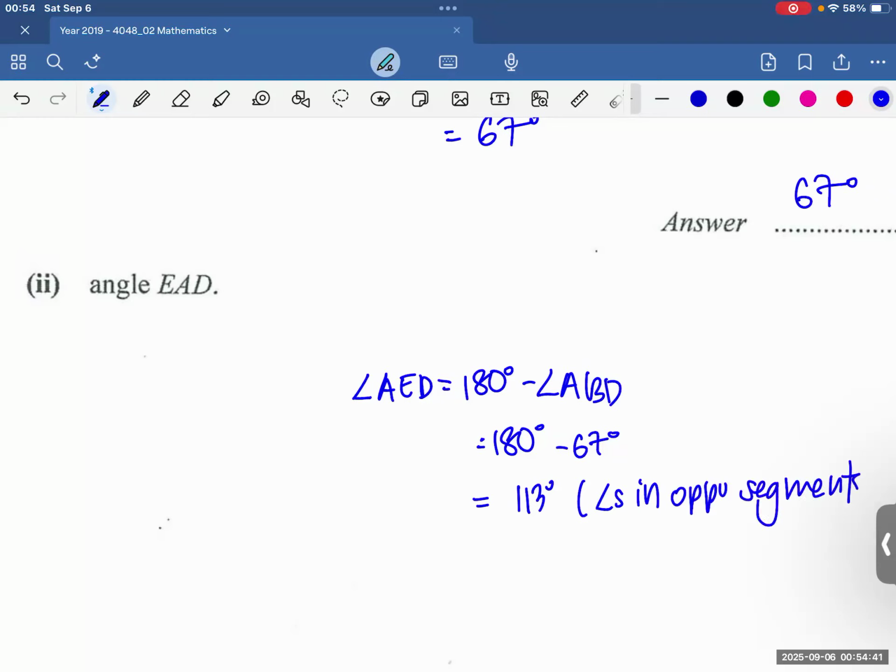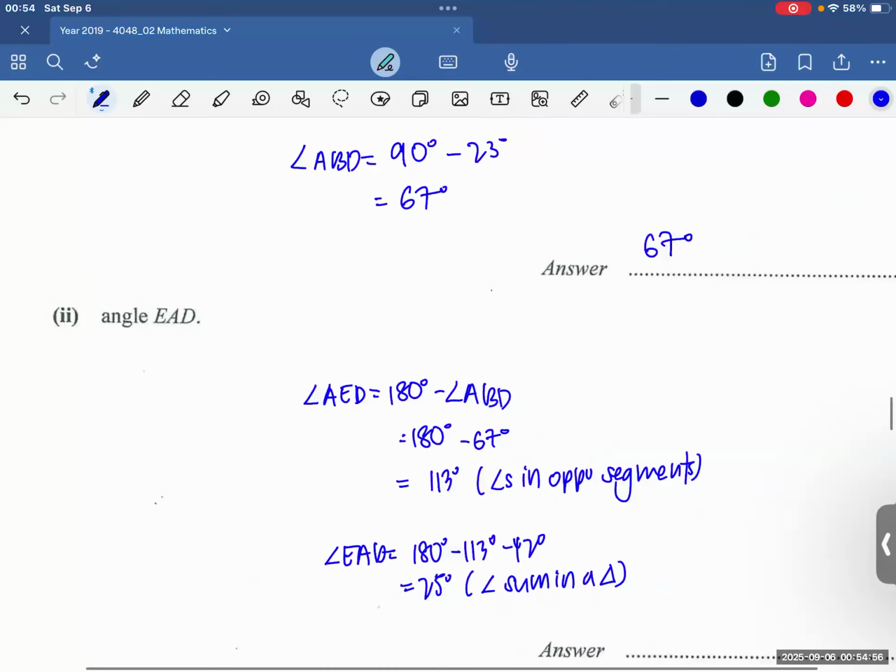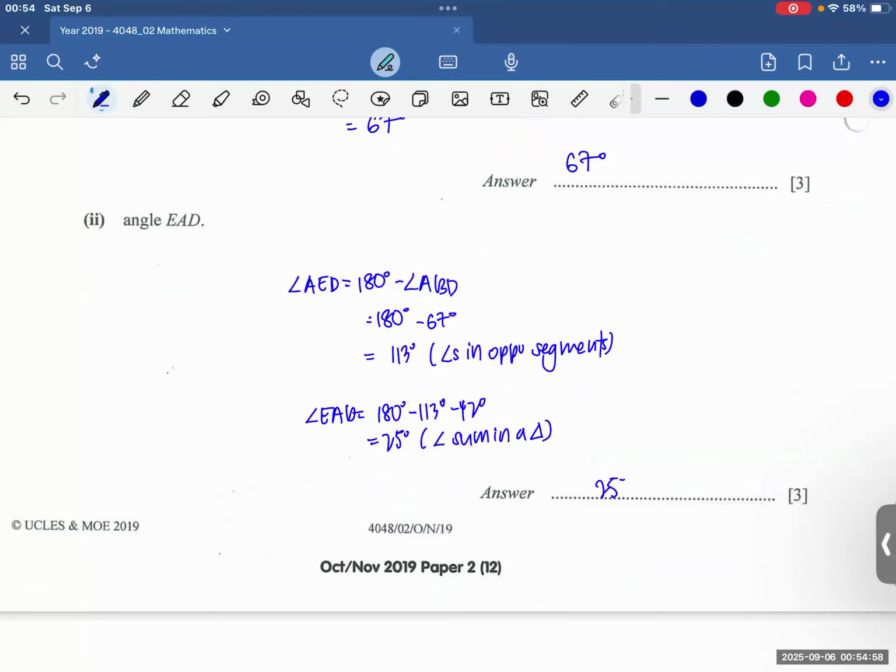Now we can find angle EAD. Very simply, just take 180 degrees minus 113 degrees minus 42 degrees. This is the angle sum in a triangle. So our answer is 25 degrees.